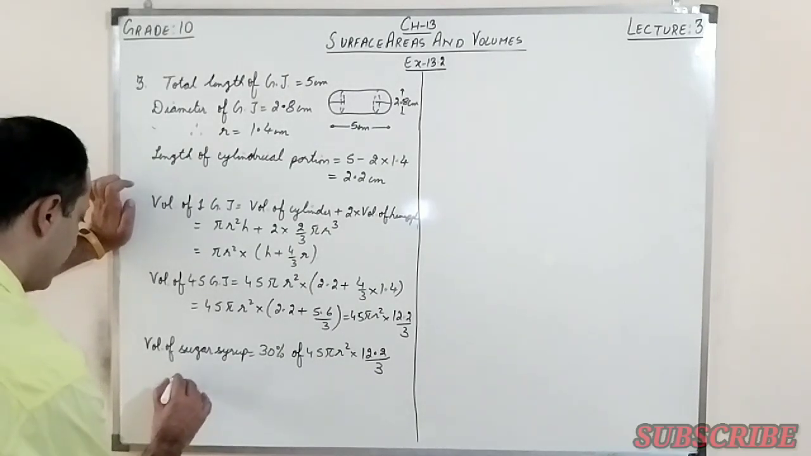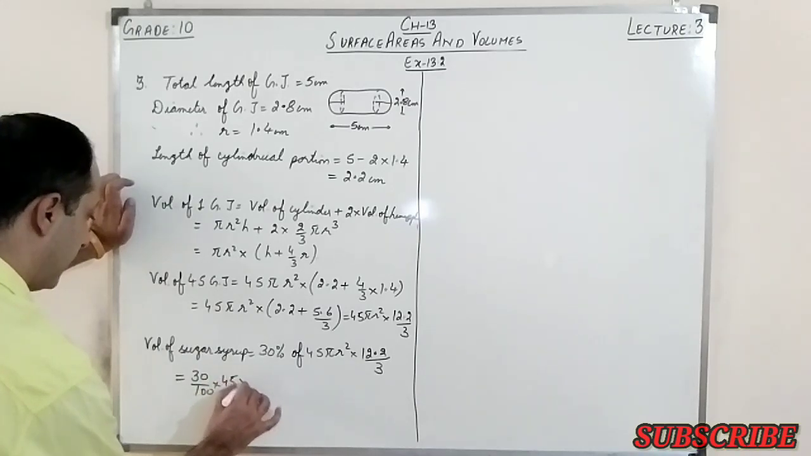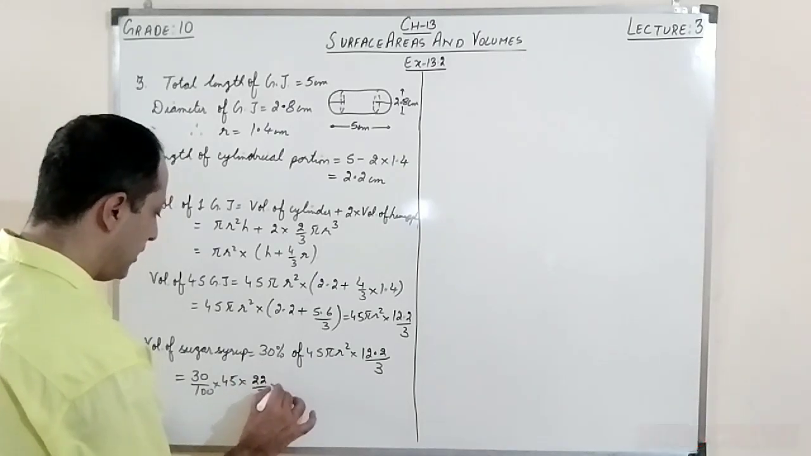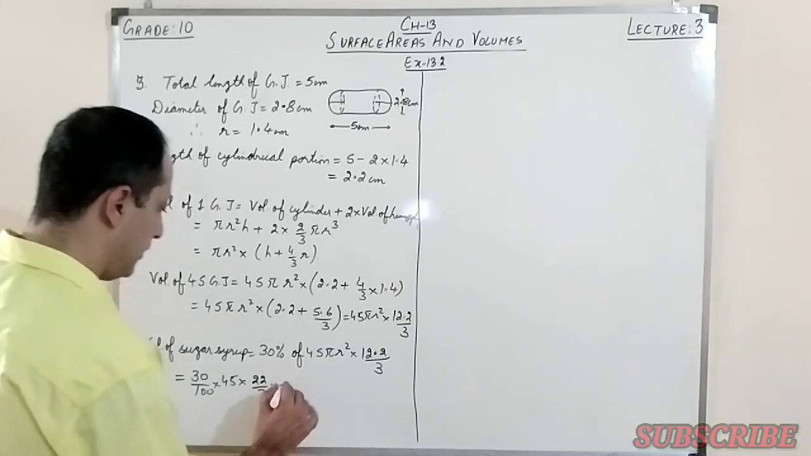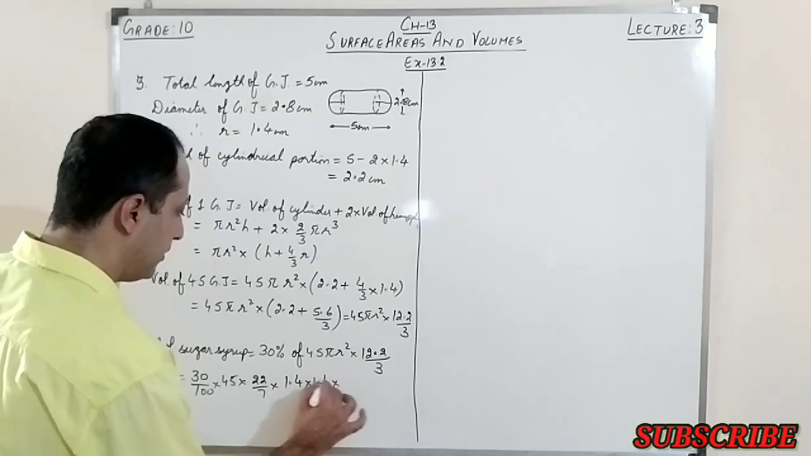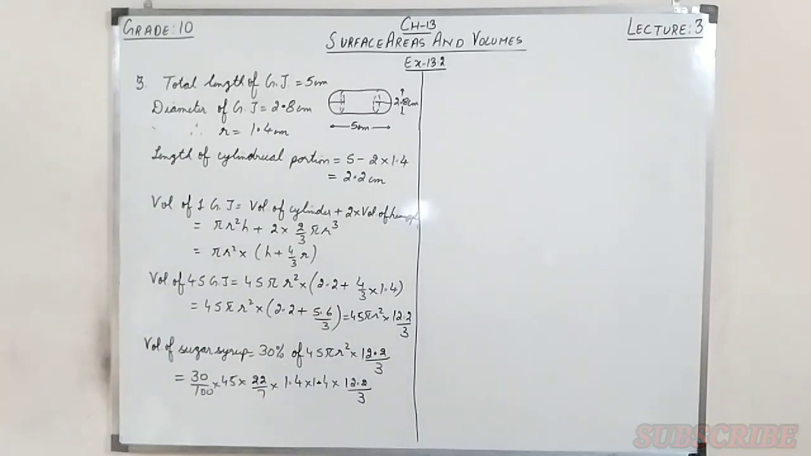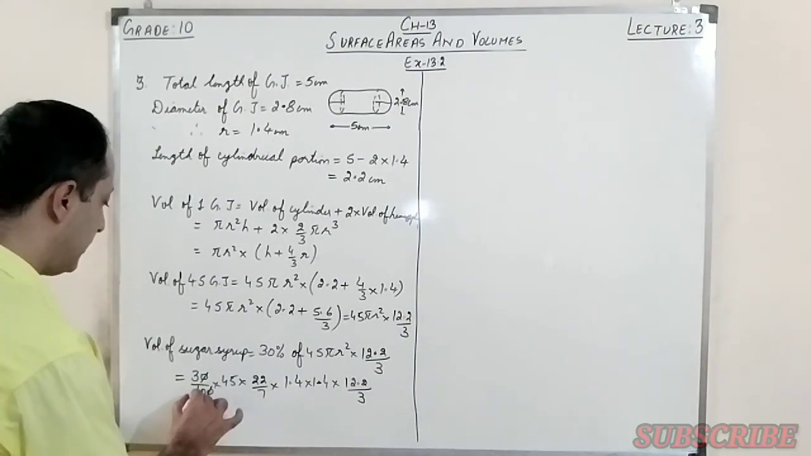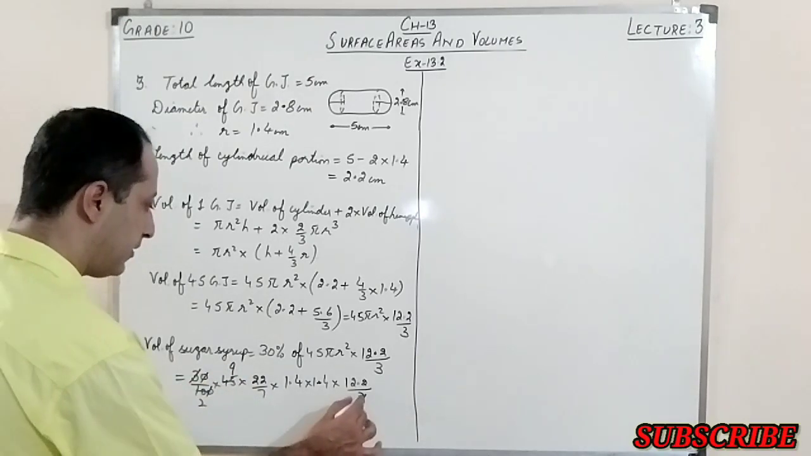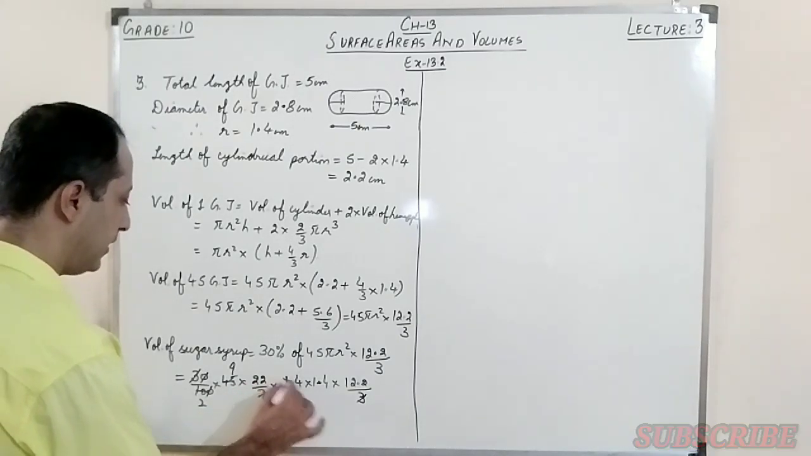So this will be equal to 30 upon 100 into 45 multiplied by pi is 22 upon 7 into r is 1.4. So I write 2 times 1.4 and into 12.2 upon 3. So this 0 cancels here. This 3 here cancels out, and this 7 gets cancelled out with 12.2. So this is 7 and this is 0.2.